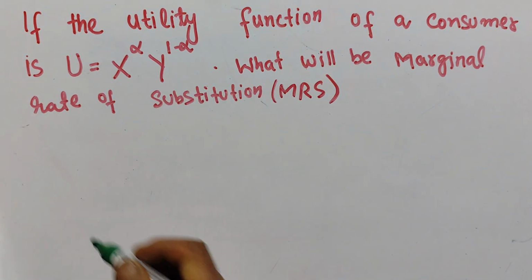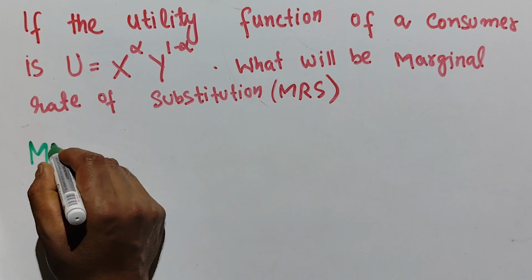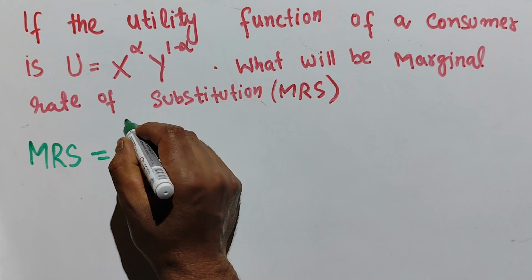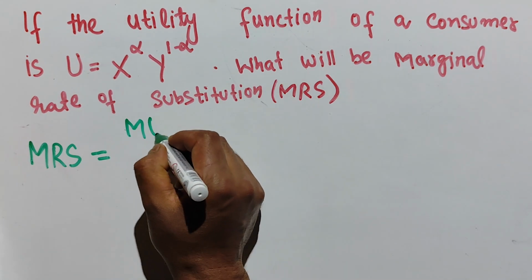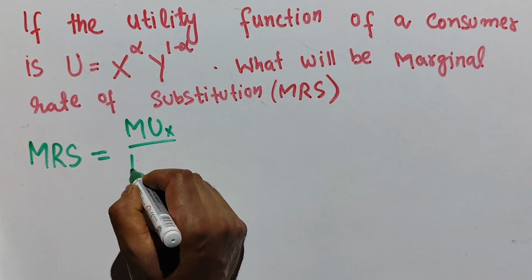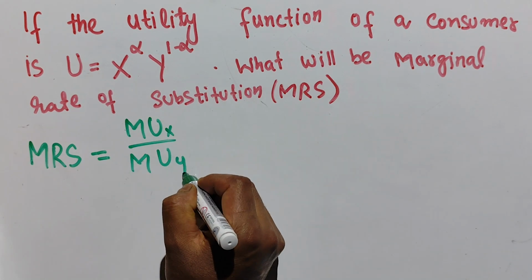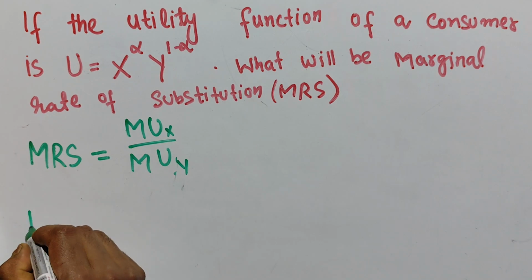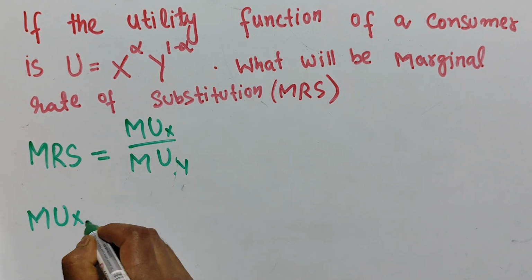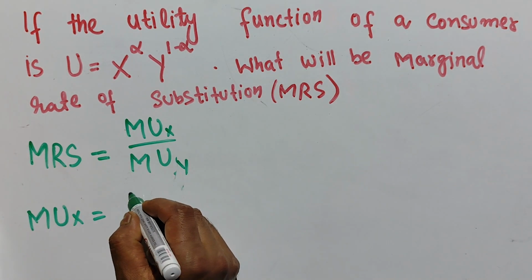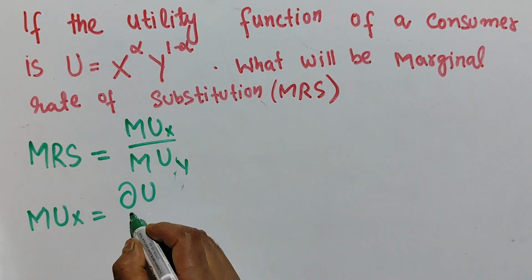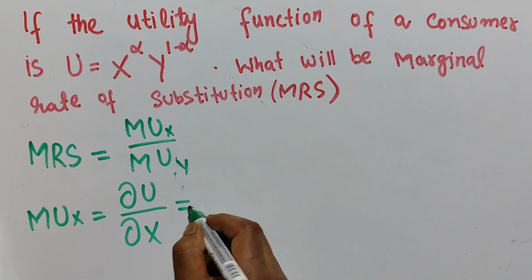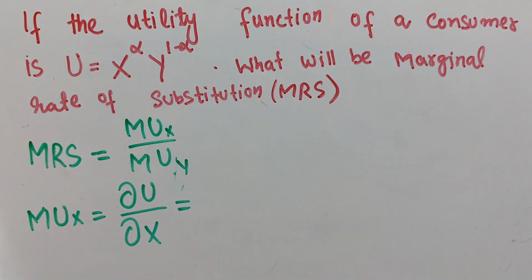Okay, so what is MRS? MRS is actually equal to the ratio of the marginal utility of good x upon the marginal utility of good y. Let's write it in capitals here. Okay, and MUX means it is simply the change in the utility function due to the change in the consumption of good x. That is the partial derivative of this function with respect to x.